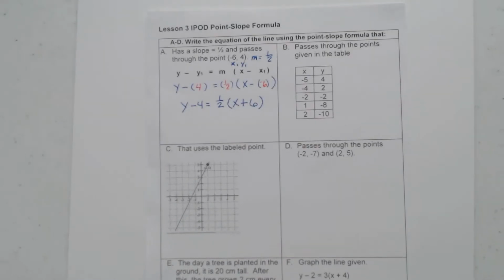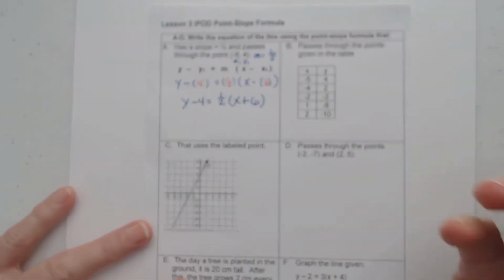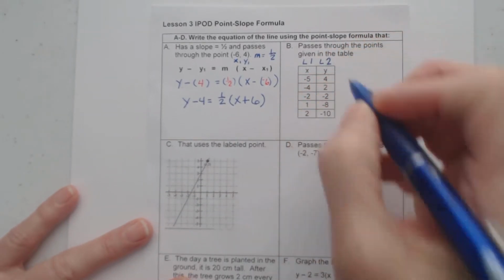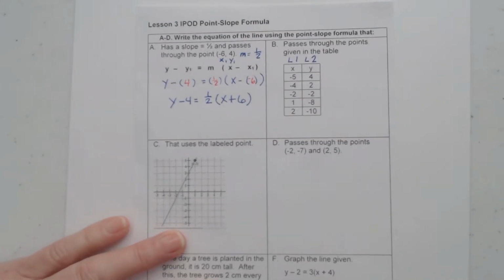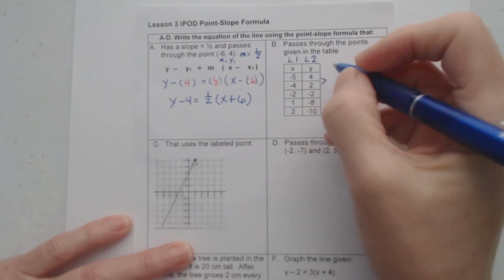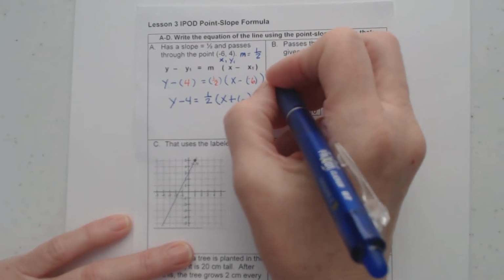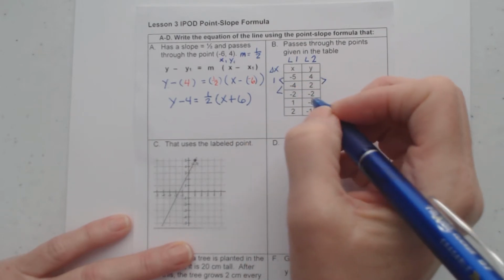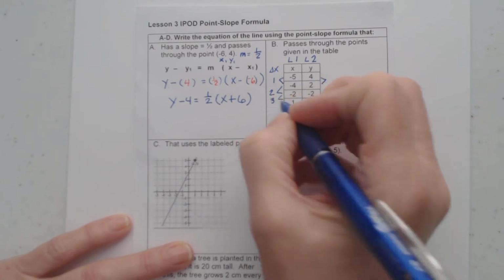Okay, for B, we have a table of values, and we need to figure out the slope from this table of values. You have a calculator, so you could go ahead and put this into L1 and L2 and get your slope. I don't have one available, so I'm going to go ahead and go through the long process. My change in x here is going to be a +1. Here it is a +2. Here it's a +3. Here it's a +1.